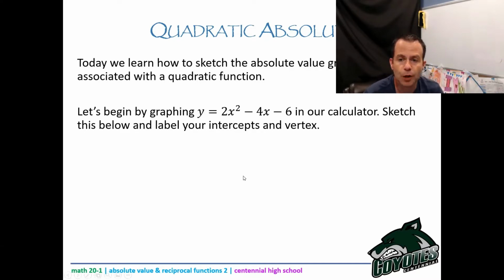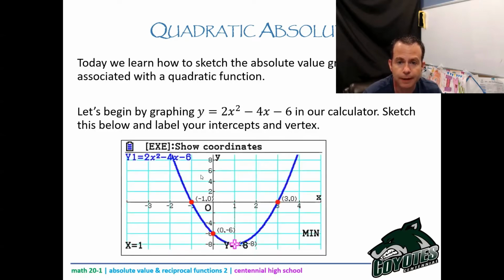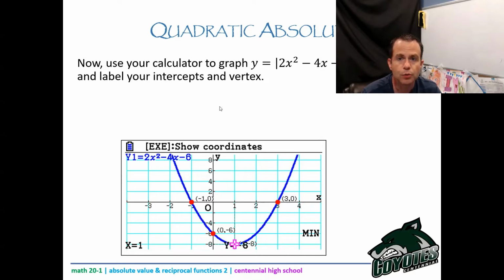All right, welcome back. This is the graph you should have gotten. So I have an x-intercept at (-1, 0) and at (3, 0). Then I have a y-intercept at (0, -6), and I had a vertex at (1, -8). Okay, now we're going to use our calculator to graph the absolute value of 2x squared minus 4x minus 6.